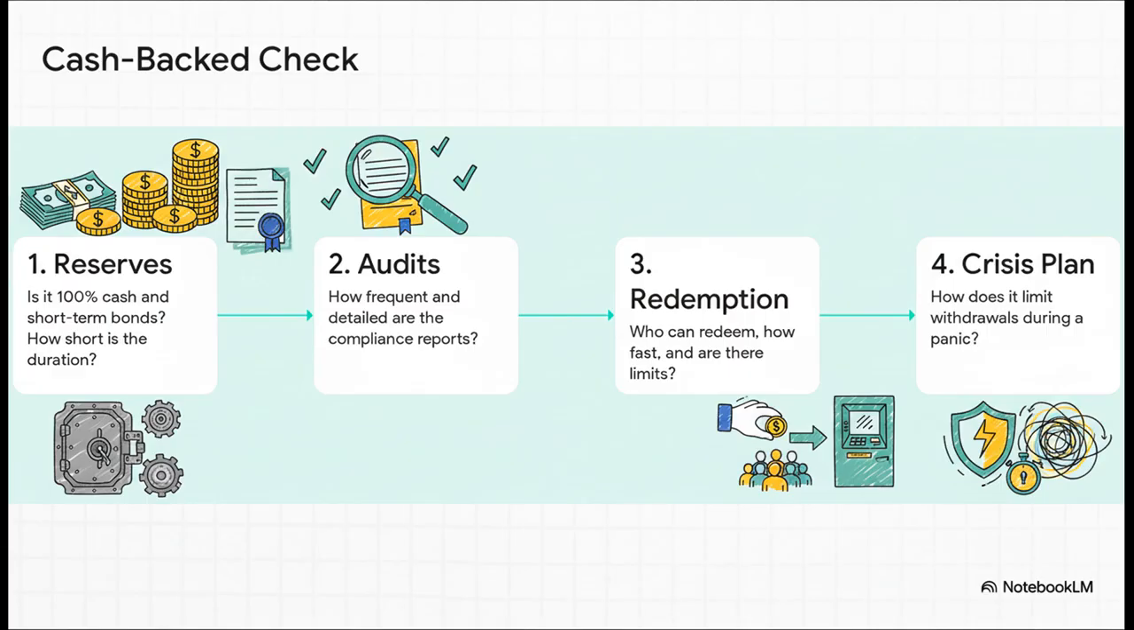First, what's actually in the reserves? Is it really 100% cash and safe stuff? Second, how do you know? Are there audits? How often? And maybe the most important question of all, how do you get your money out? Can you do it fast, especially when everyone else is trying to do the same thing?